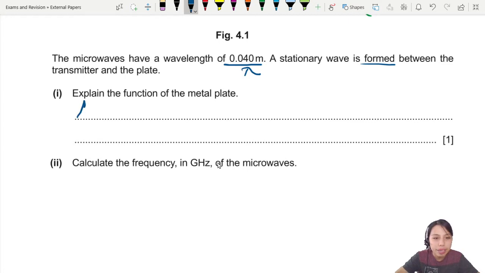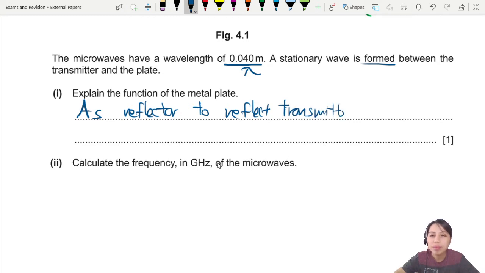So the metal plate acts as reflector to reflect the transmitted wave. And you can say the transmitted wave and incident wave overlap to form stationary wave. But yeah, this is the main idea of it. So B1, you talk about reflection.